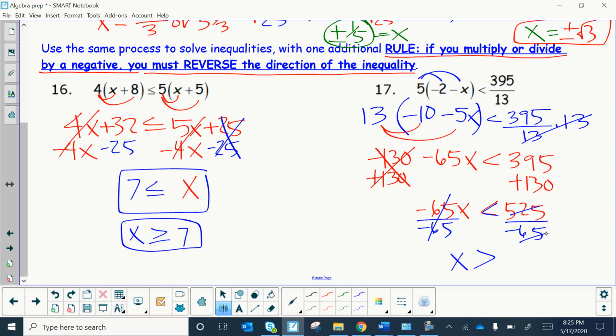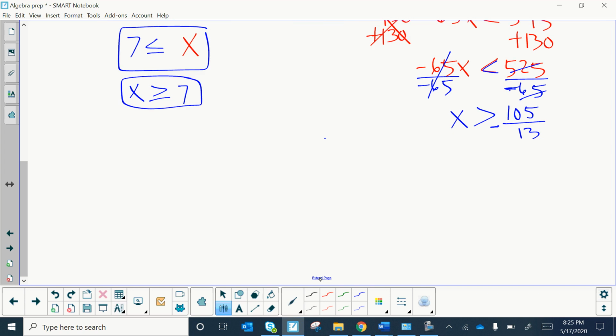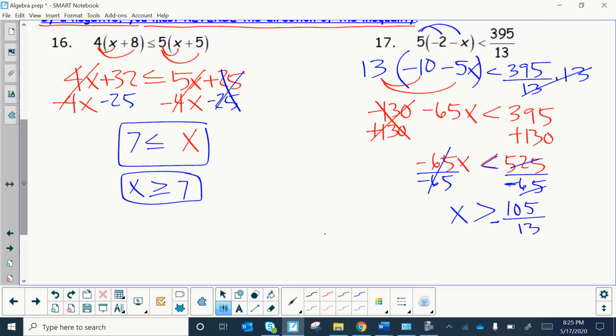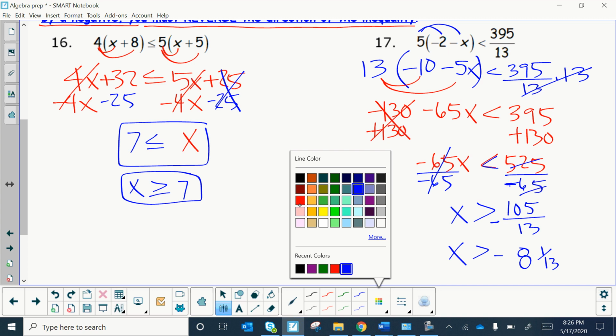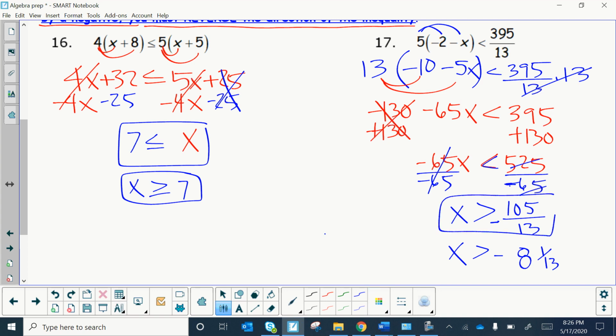5 goes into these, 105 over 13. And there's a negative because you're dividing by a negative, so you want to keep that negative. So x is greater than negative 105 over 13, or if I divide 13 into that, x is greater than negative 8 and 1/13. Okay, so really either one of those answers I think would be okay, depending on your Algebra 2 teacher, that one or that one.